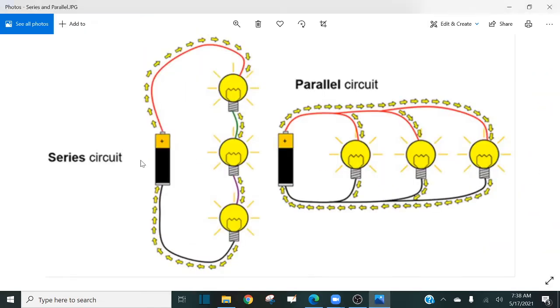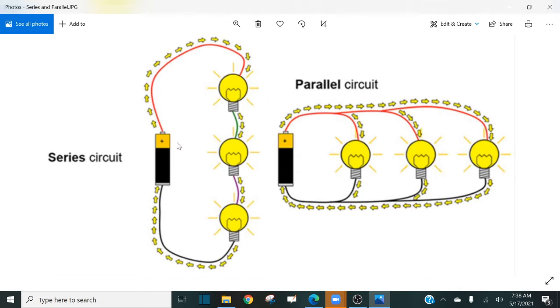So imagine here that we have a battery, and connected to this battery is a copper wire and 3 light bulbs. Okay, so guys, there are 2 ways that we can connect these light bulbs to this battery. We can connect it in what is known as a series circuit, or we can connect it in what is known as a parallel circuit. Okay, so I want you guys to notice the difference between the two.